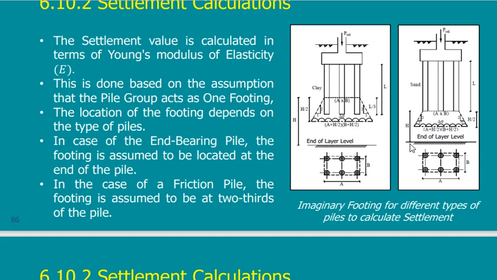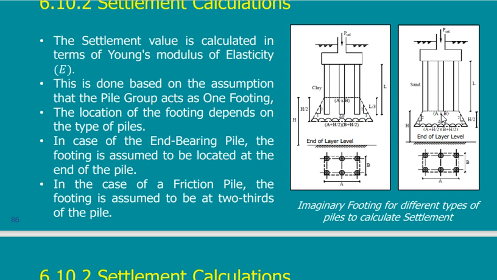That's all. But if I don't have this line, if I don't have rock, if I have soft soil, or not soft soil, medium soil that extends to 100 meters below, what should I do? Now I know this is the location of my footing. What is the dimension of this footing? It is A by B. What is A by B? A by B is the circumference that includes all the piles inside.